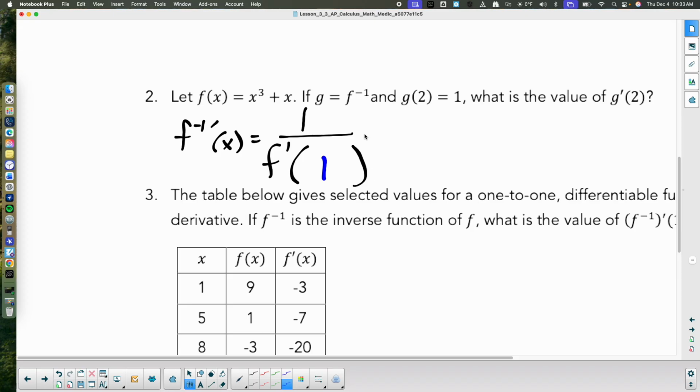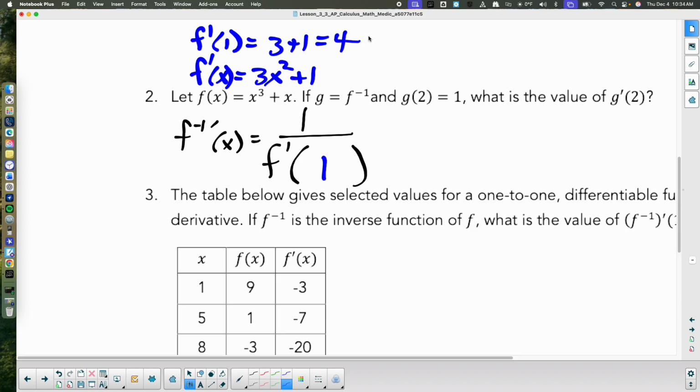What's f prime? 3x squared. Perfect. Plus 1. Perfect. So they will give you f of x. The only work you're going to have to do is the derivative, like Rowan just did. That's the majority of the work in these problems. Okay, so f prime of x is 3x squared plus 1, and I need to find f prime of 1. So it's 4.